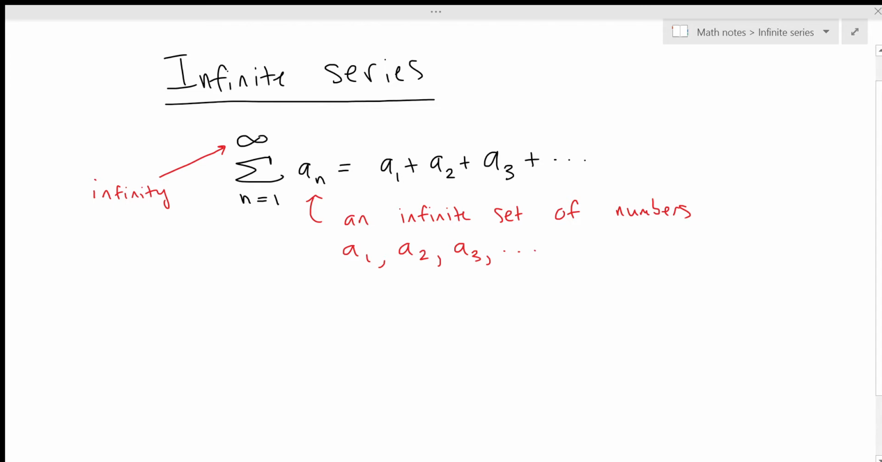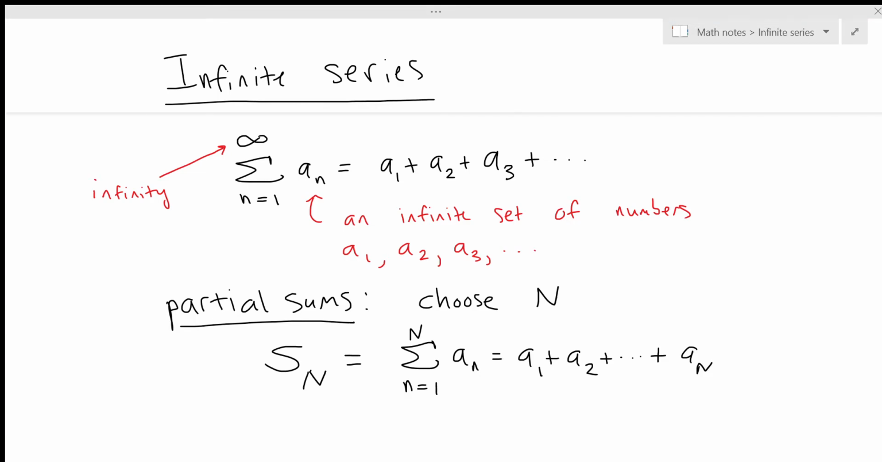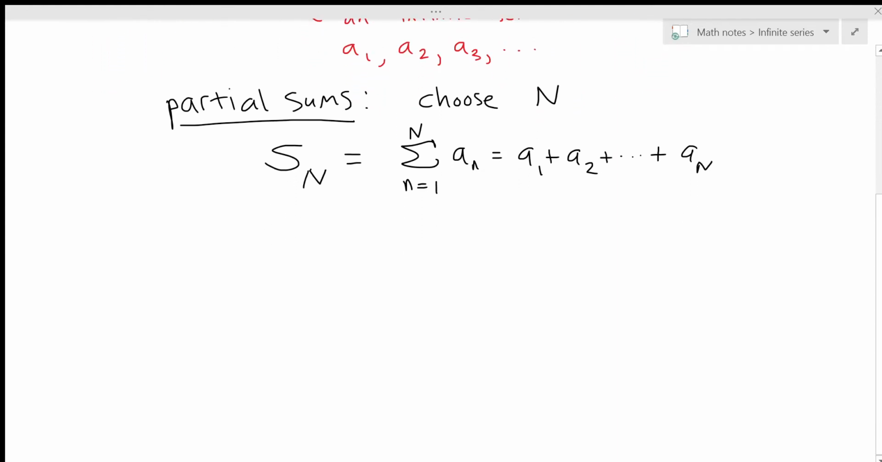So we want to know how we can make sense of such an infinite sum. So the way to do it will be to define what's called partial sums. To define these partial sums, we'll choose some number capital N, and we'll define the partial sum S capital N to be this infinite series restricted to the first capital N terms. So we take the sum of A1 plus A2 plus ... but only up to A sub capital N. And by studying these partial sums, we'll be able to understand this infinite sum that defines the infinite series.